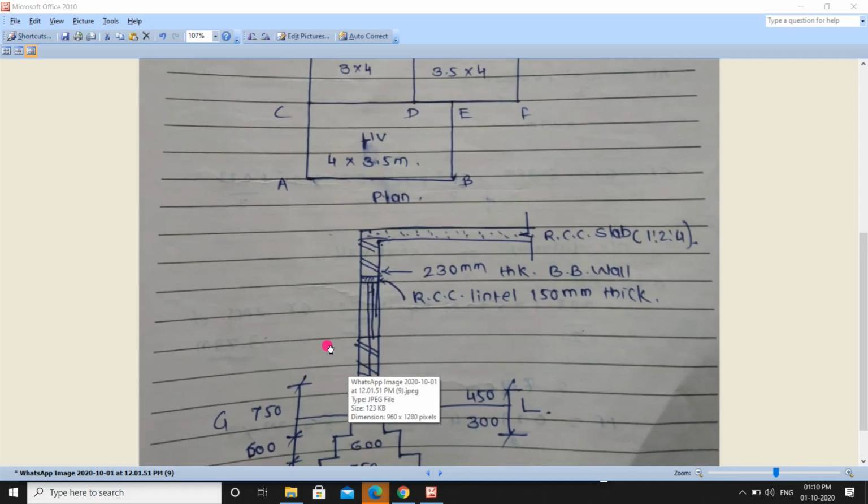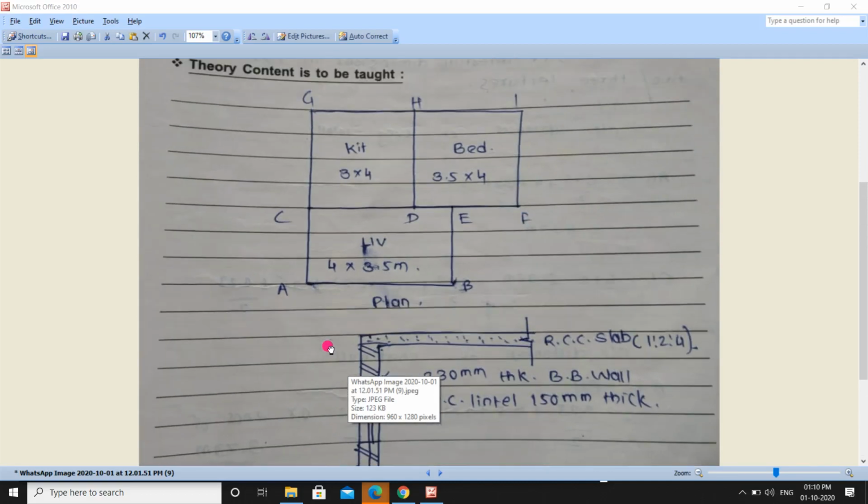Lecture on estimating and costing. In this lecture, we are going to see how to calculate the items and quantities of the items for three rooms.